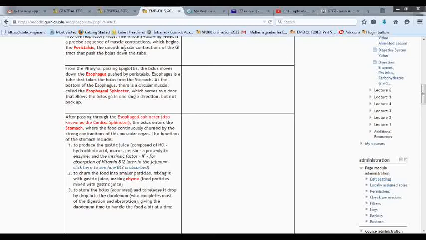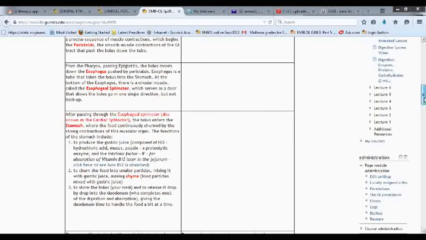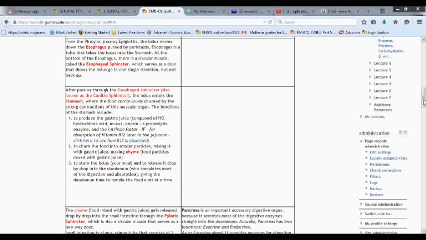Okay. So from the back of your throat, the peristalsis will start pushing your bolus down your esophagus. Okay. The esophagus is the tube that connects your throat to your stomach, and whatever enters the stomach should actually stay in the stomach thanks to the special set of circular muscle called the esophageal sphincter.